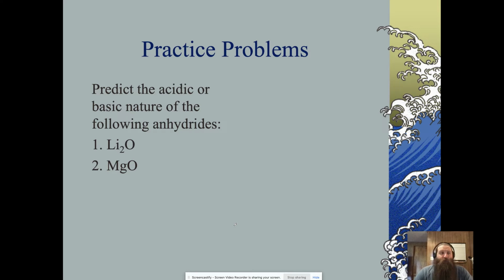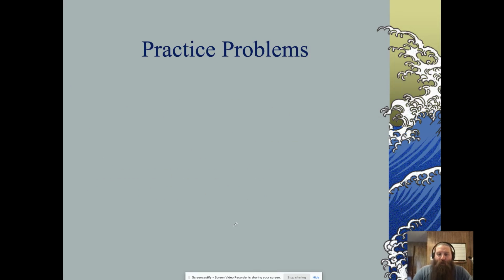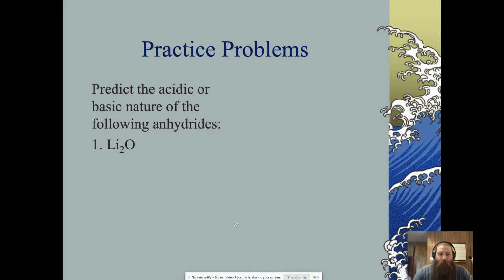Do these as we go, right? So on the right, we're going to write acid or base here. Okay. Let's do the first one together. Lithium is a metal, and so a metal is going to make a basic anhydride, right? So lithium oxide, I would write right here, I would write basic.